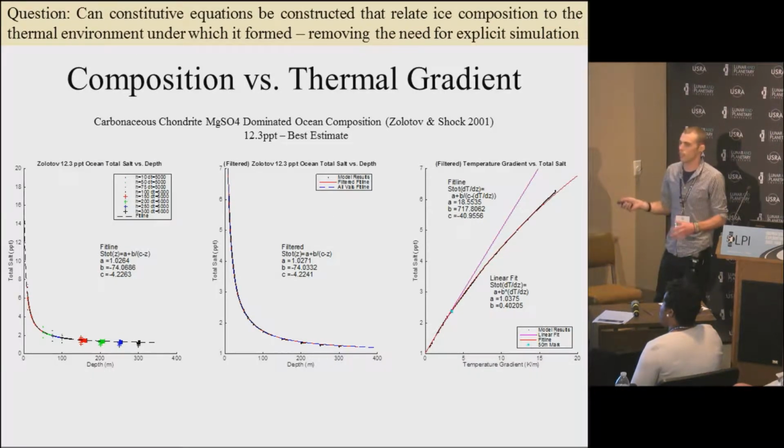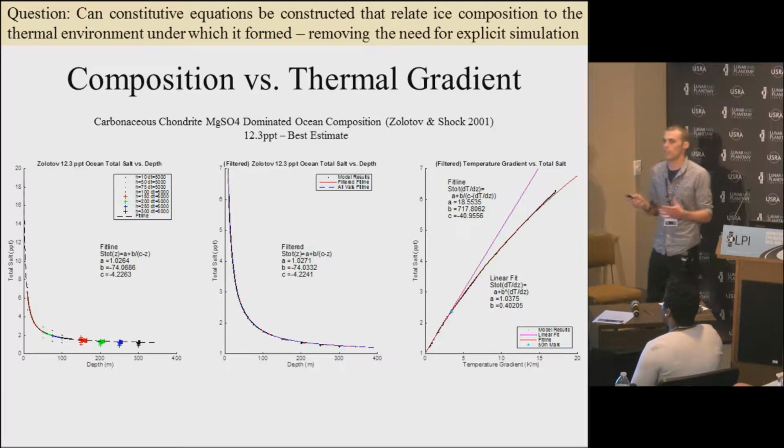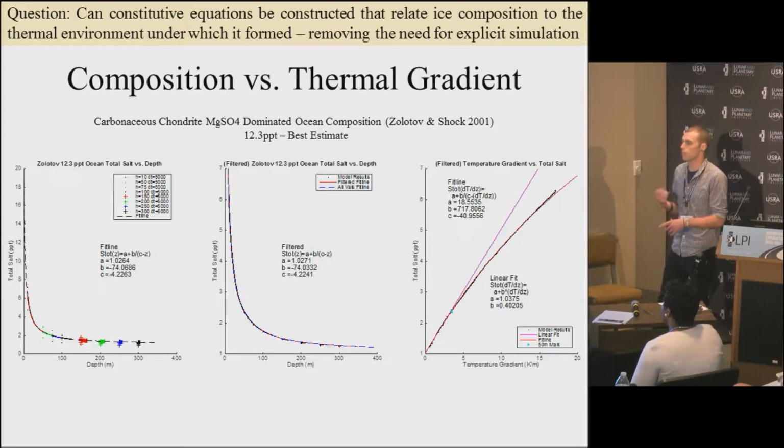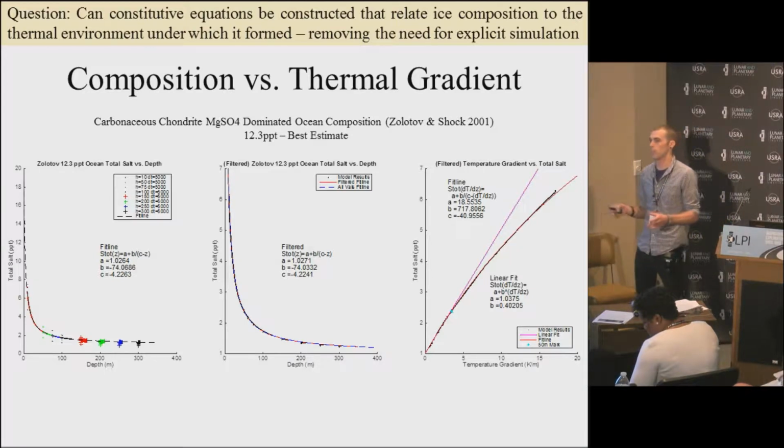So the big goal here, for me, is trying to take these small scale models and produce constitutive equations that can give you ideas for things like the chemistry of the ice on a large scale. So instead of having to actually go through and explicitly model a whole ice shell, you can come up with these relationships between your environmental parameters and what the ice is going to look like.